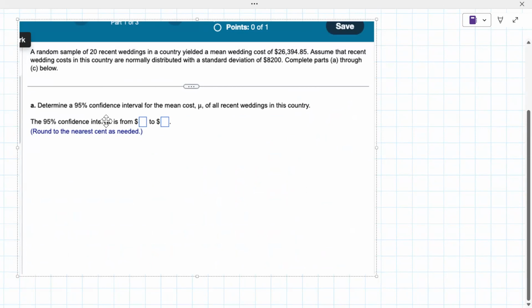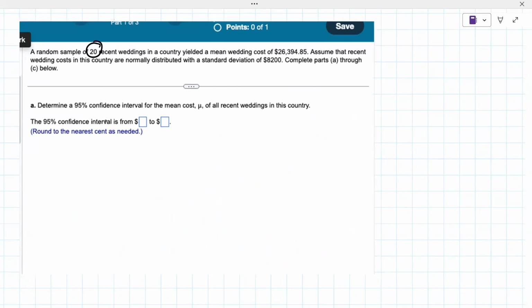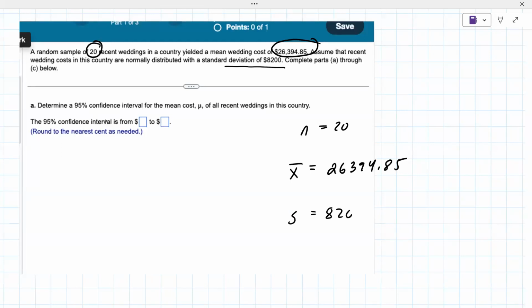All right. So when you read this problem, it says a random sample of 20, that's n is 20. Mean cost, that's your X bar, 26394.85, and normally distributed with a standard deviation S of 8,200. So you have to be able to grab that information from the problem.